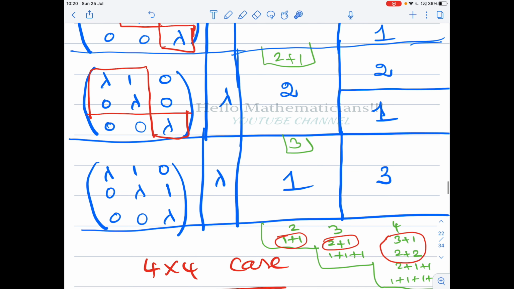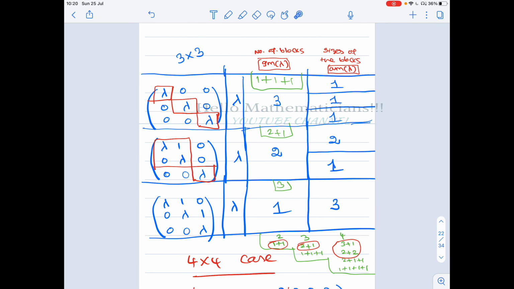Now we look at this 3 by 3 Jordan matrix, but this itself is a Jordan block. So there is only one block. Therefore, if there is only one block, then the geometric multiplicity is 1 and algebraic multiplicity, the size of the block, is 3. Well, these are the only possible 3 by 3 Jordan matrices.